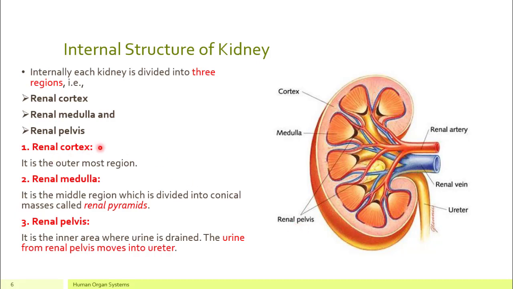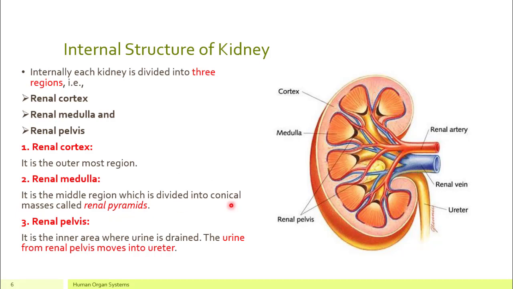First of all, starting from renal cortex, it is the outermost region of kidney. As you can see, this portion, the all outer portion, is called renal cortex. Number 2 is renal medulla. It is the middle region which is divided into conical masses, which you can see here. These cone-shaped masses are called renal pyramids.